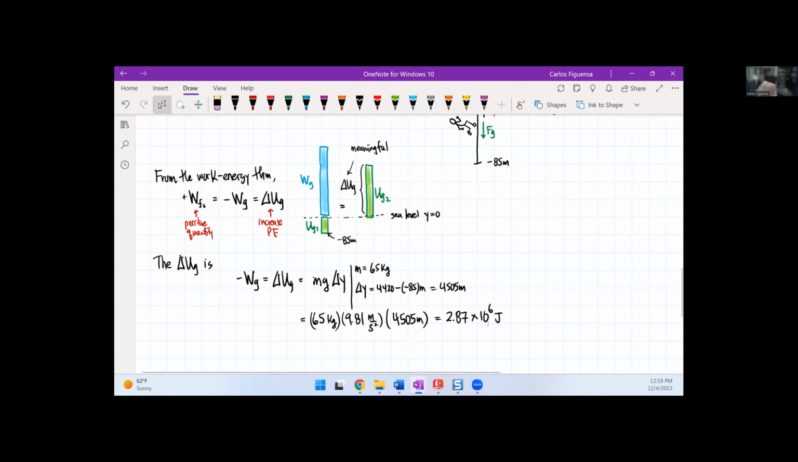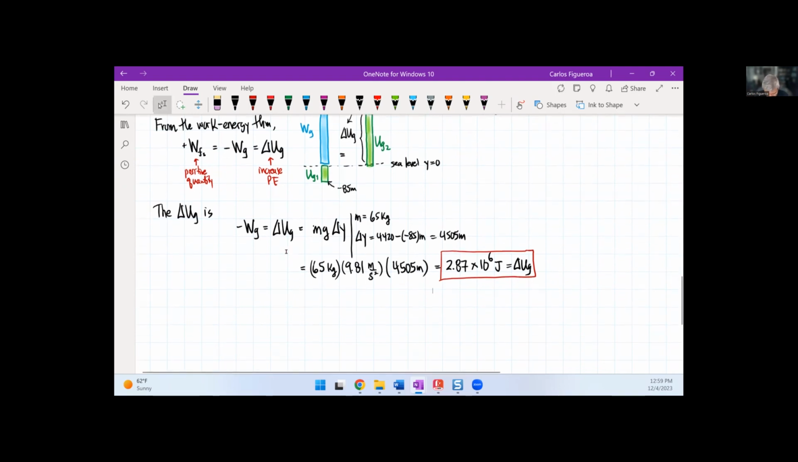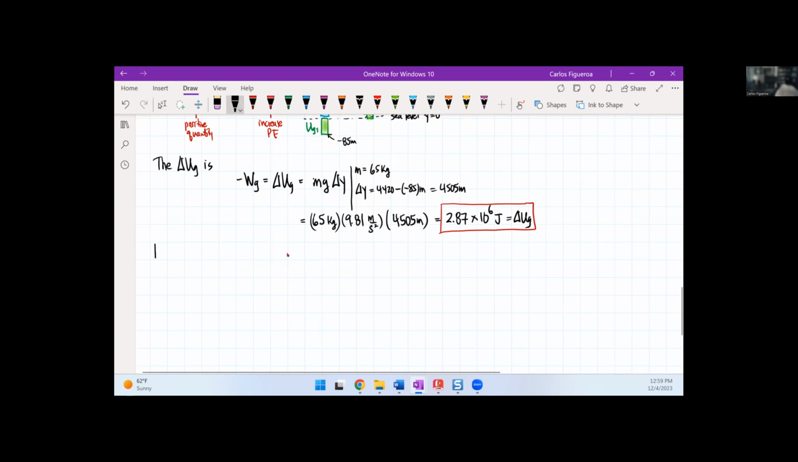Now, the question that we want to ask, so in the metric system, this is what we calculate. And the question we have to ask is, what does this number mean? Because we're not used to the units of joules. Well, let's convert to calories, because that seems to make more sense to us.